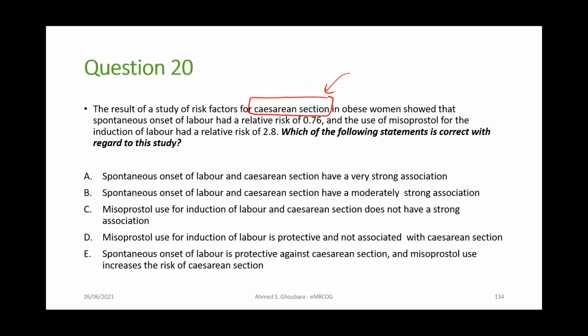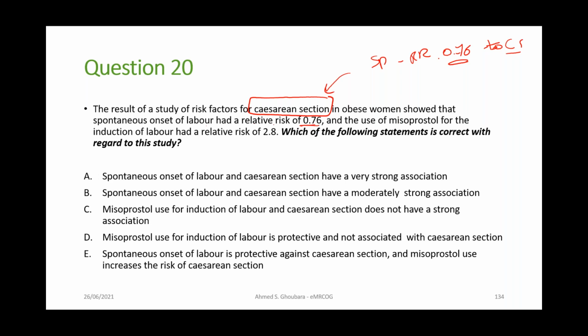Obese women with spontaneous onset of labor had a relative risk for cesarean section of 0.76. What does it mean that spontaneous labor has a relative risk of 0.76 for cesarean section? Is it protective or does it increase the rate of cesarean section? Is 0.76 protective against cesarean section or does it increase it? Perfect, because it's less than 1. And the use of misoprostol for the induction of labor had a relative risk of 2.8.